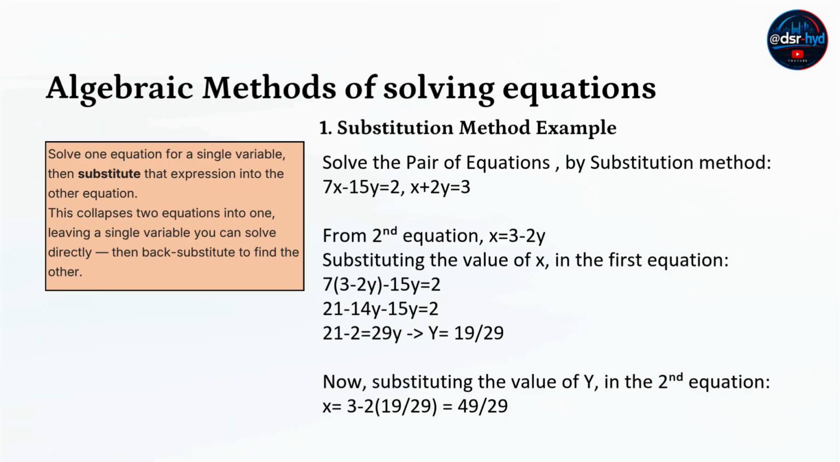Example using substitution. Let's solve an example using the substitution method. The equations are 7x minus 15y equals 2, and x plus 2y equals 3. First, rearrange the second equation. We get x equals 3 minus 2y. Now substitute this expression for x into the first equation. Simplify the equation carefully. This gives y equals 19 by 29. Finally, substitute this value back into the second equation. We obtain x equals 49 by 29. Therefore, the solution of the system is x equals 49 by 29, and y equals 19 by 29.